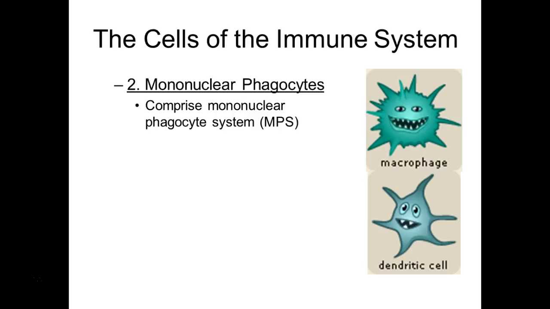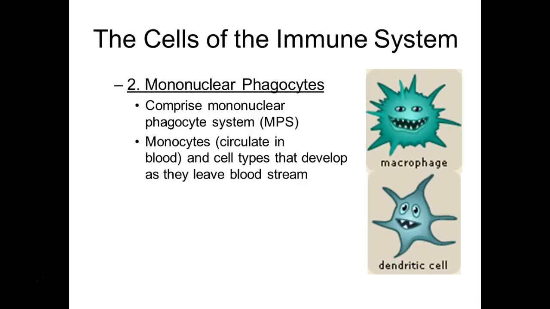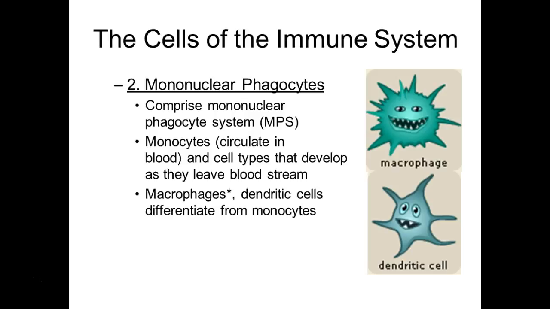So the mononuclear phagocytes, again, these are phagocytic cells. Macrophage means big eater, right? So, I mean, look at him. He looks like he could eat a whole bunch, right? Or these guys don't look quite as scary, huh? The dendritic cells. Monocytes is the name of a macrophage when it's circulating in our blood. When it leaves the bloodstream, right, that's when it develops into the big eater known as a macrophage.